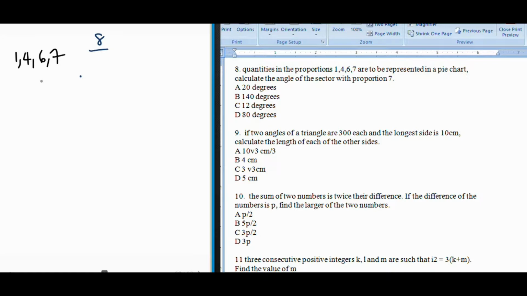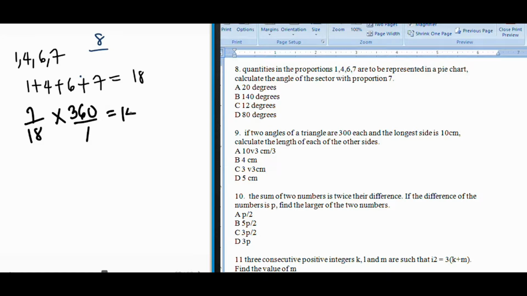The first thing to do is find the sum of the numbers, and that will be 1 plus 4 plus 6 plus 7, which is equal to 18. Now, the sum of angles at a point is 360 degrees. The portion proportional to 7 will be equal to 7 over 18 times 360 degrees, and that will be equal to 140 degrees. That is option C.